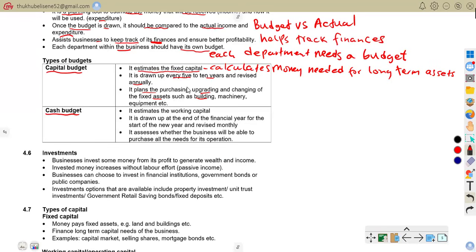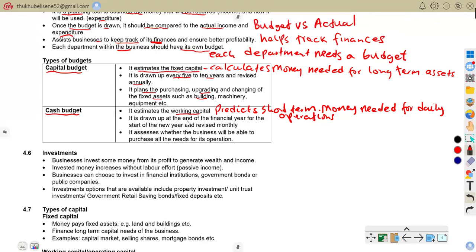But with a cash budget, as it says, it estimates the working capital. So it means it predicts short-term money needed for daily operations. For example, money needed for salaries and electricity for the month.